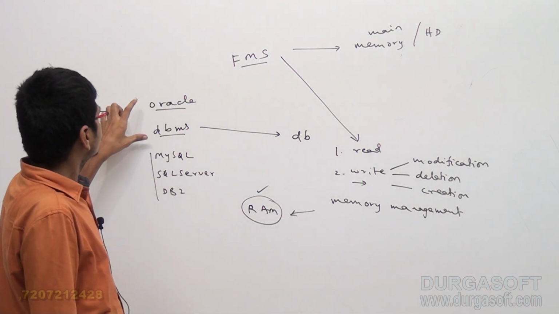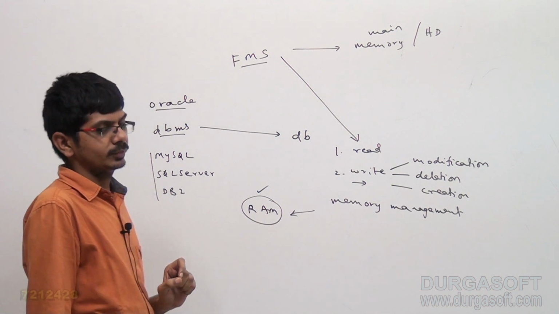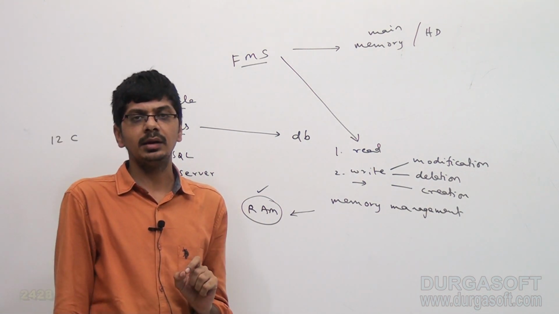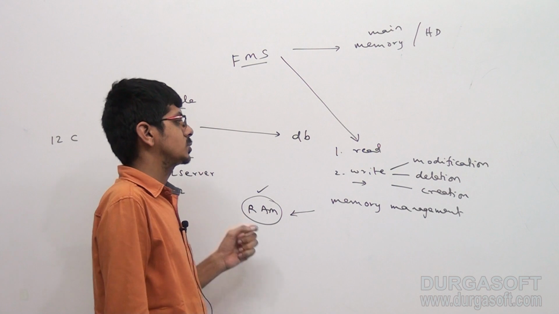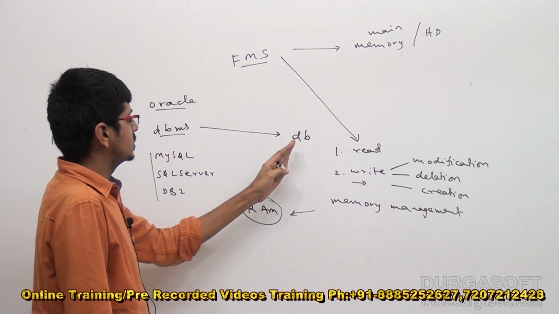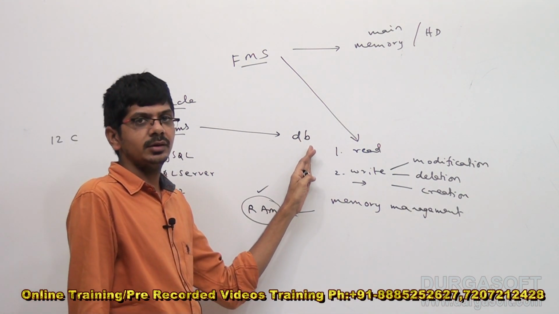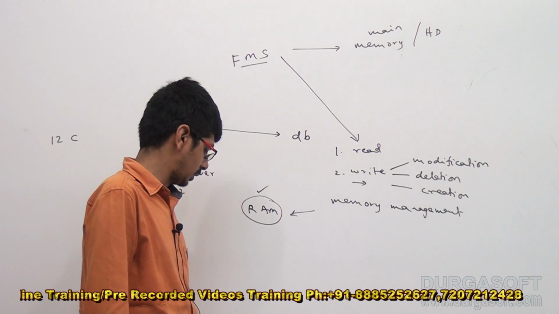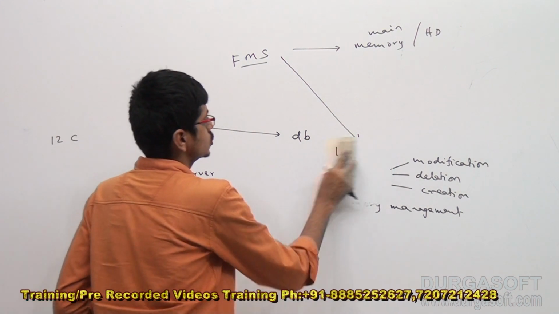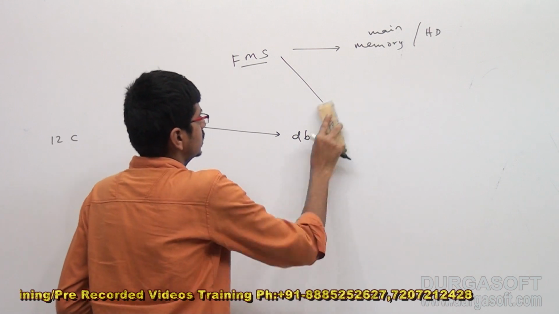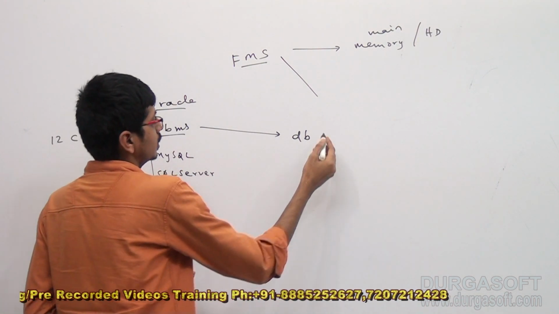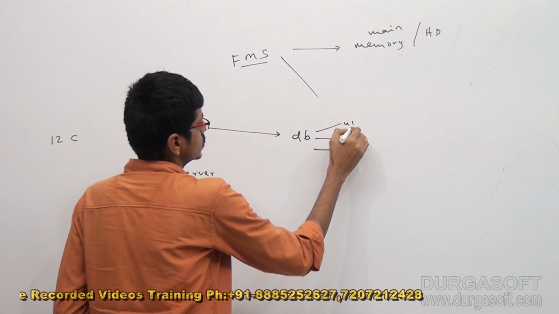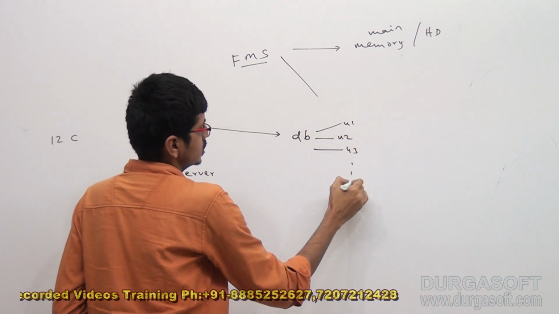Next, in Oracle, not only in Oracle, in any database management system, the database is classified into so many users. Database is classified into so many users. So let us say we have so many users, user 1, user 2, user 3, and so on.